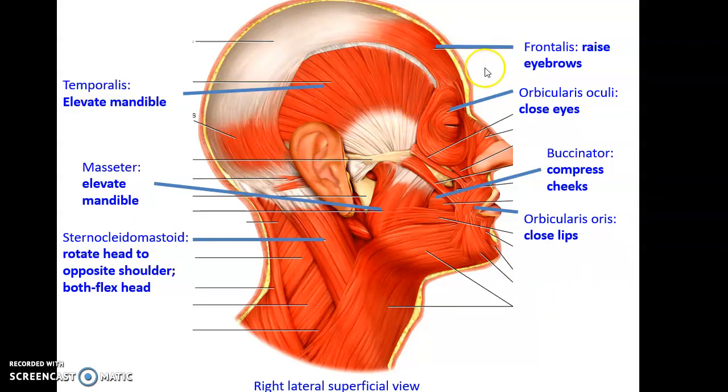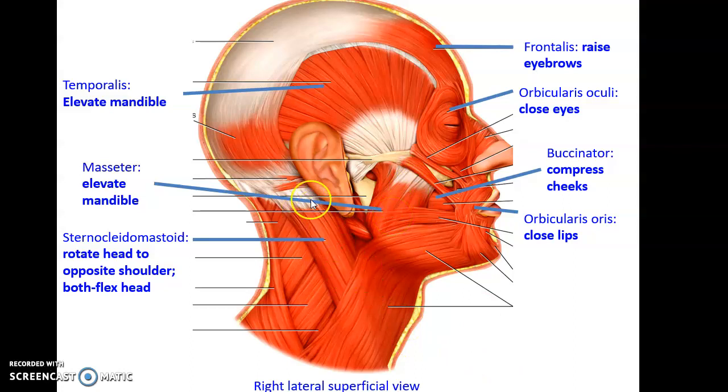So what do they do? Well, the frontalis raises the eyebrows. Orbicularis oculi closes the eyes. Buccinator compresses the cheek. Orbicularis oris closes the lips. Temporalis attaches to the mandible and elevates or raises the mandible. Masseter also attaches to the mandible and it elevates the mandible.